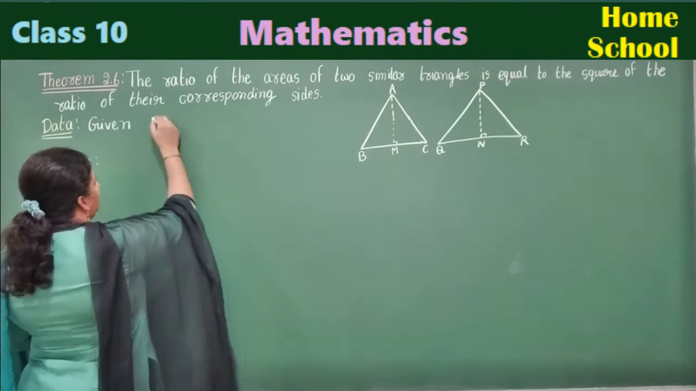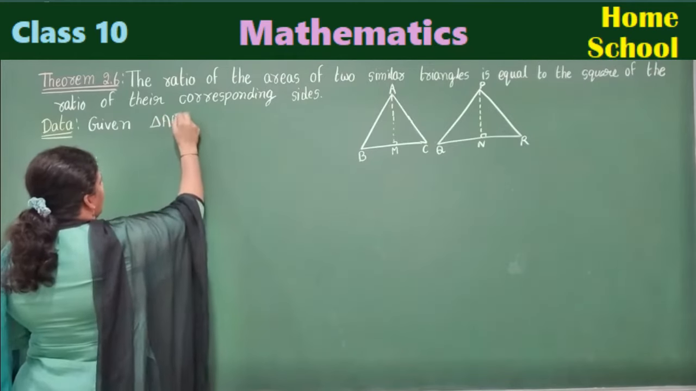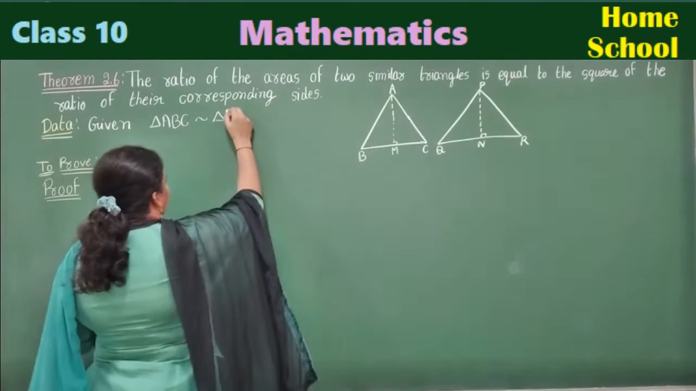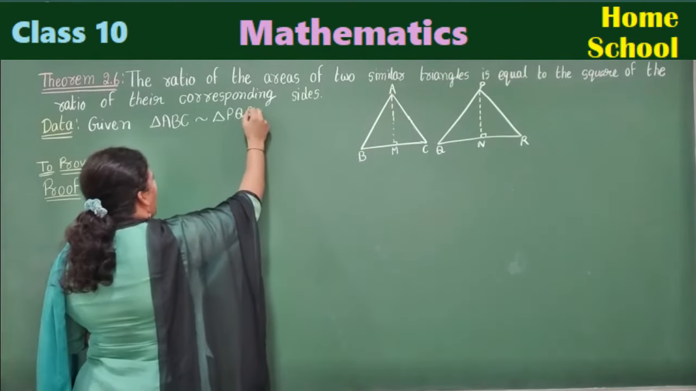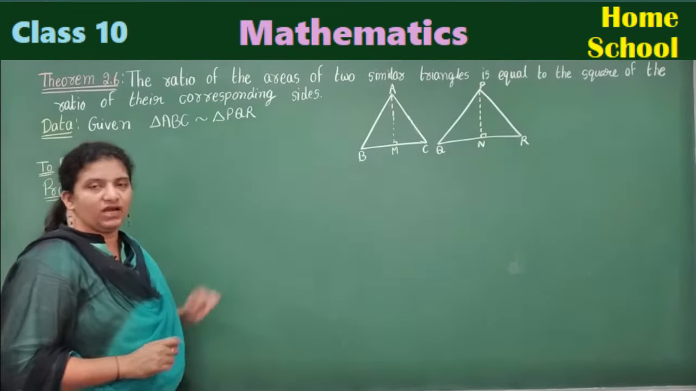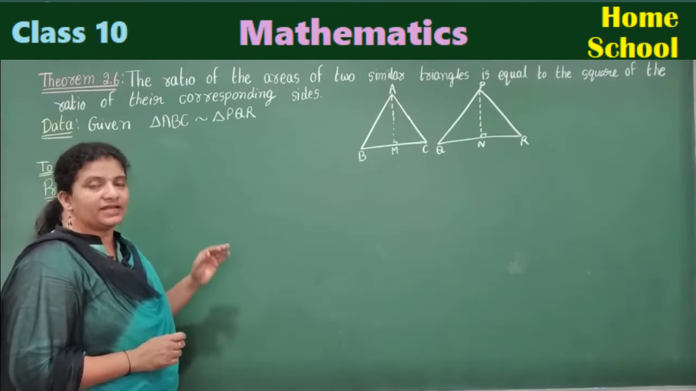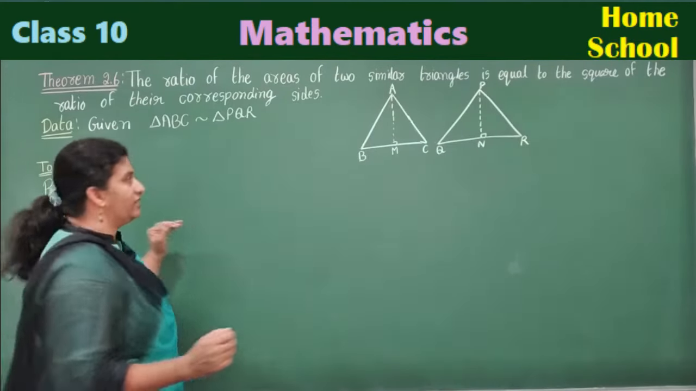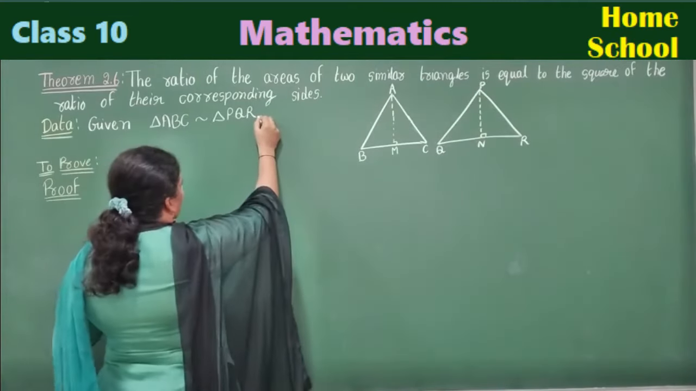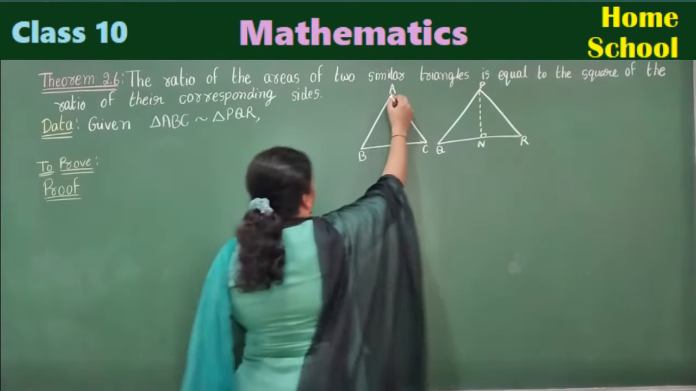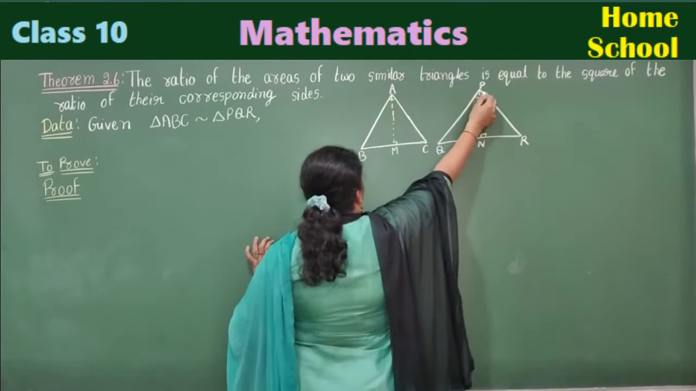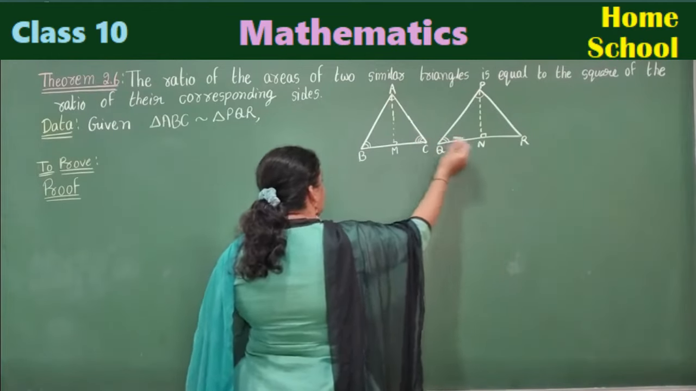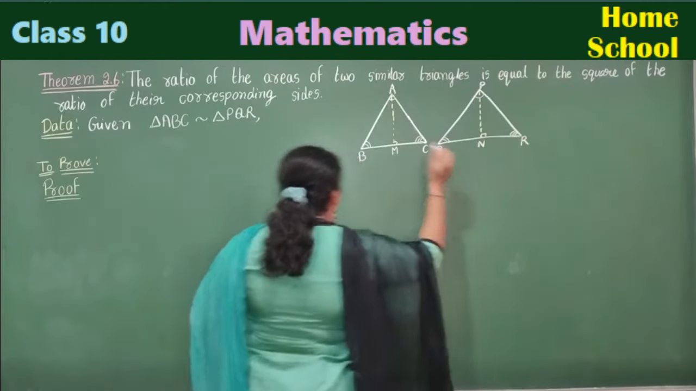Given, what did they give here? Triangle ABC similar to triangle, what is the other triangle there? PQR. If the two are similar, what can you say? We can say that corresponding angles are equal and the corresponding ratios are in proportion. So let's write here. Corresponding angles: angle A, angle P, angle B, angle Q, angle C, angle R. You can write it here.